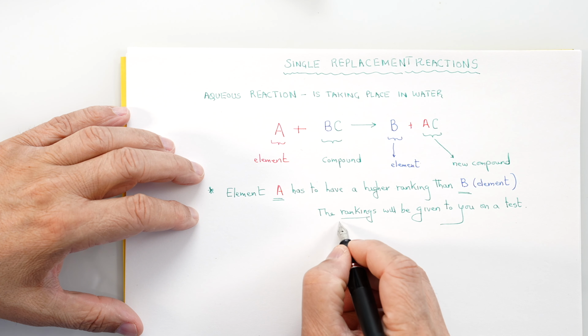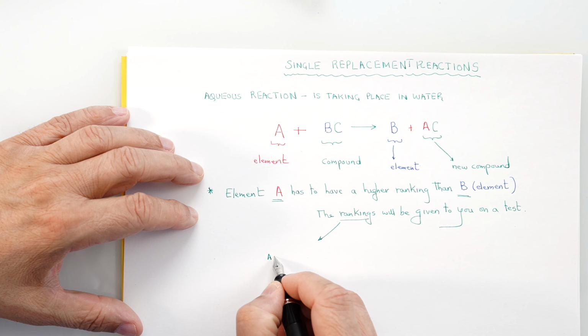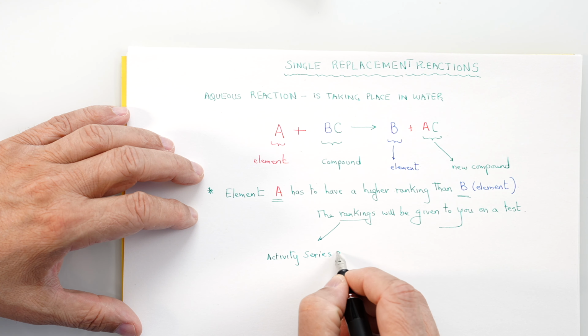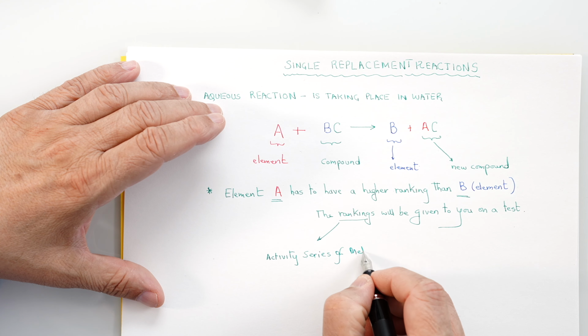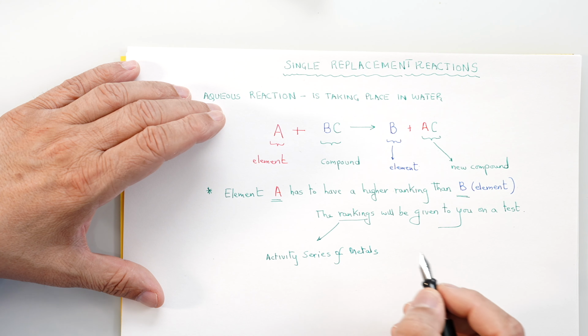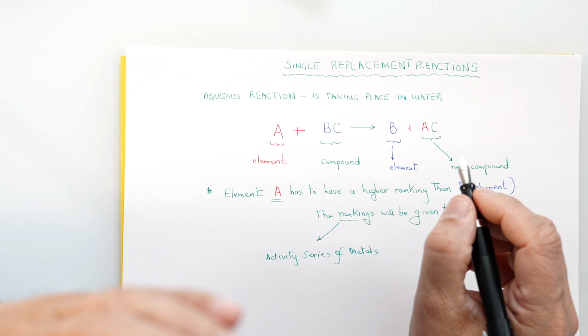The technical term for that ranking is called the activity series of metals. That's what this is called. The rankings is not called rankings, it's called the activity series of metals. And basically, as you go down there, it has decreasing reactivity, the metals do. And those rankings, the activity series, will be provided to you.